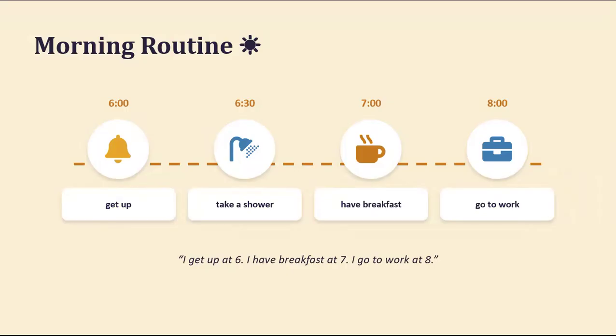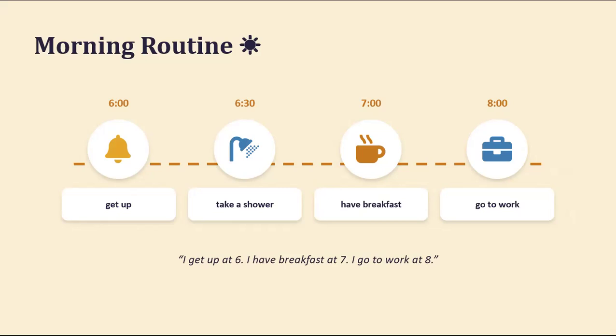So these are the sentences that I recently spoke. You can take practice when you have to take a bath. Okay, so you will use take a shower, like I get up at 6 o'clock. I take a shower at 6:30. When you are talking about exact time, you will use at. Okay. So I have breakfast at 7, and I go to work at 8. These are the sentences that you can practice after me.